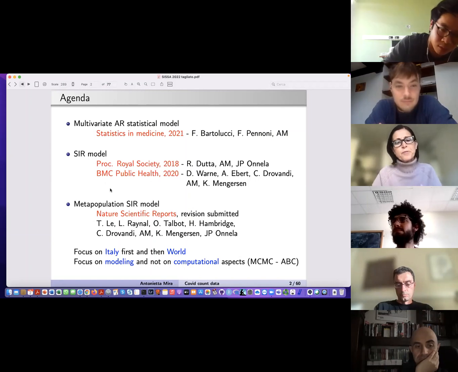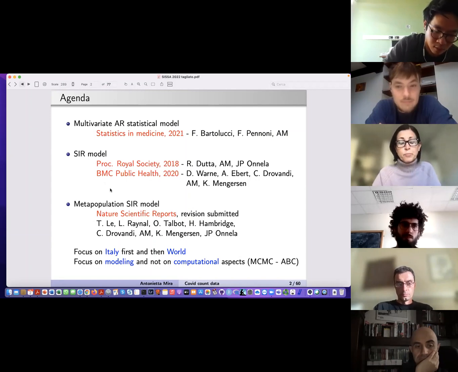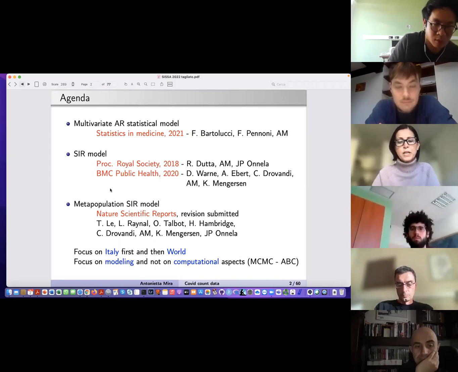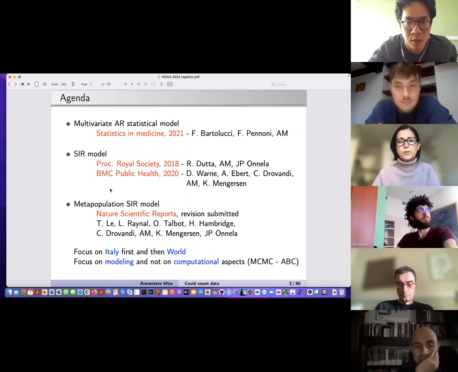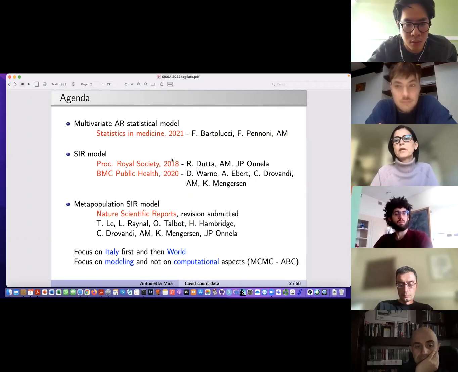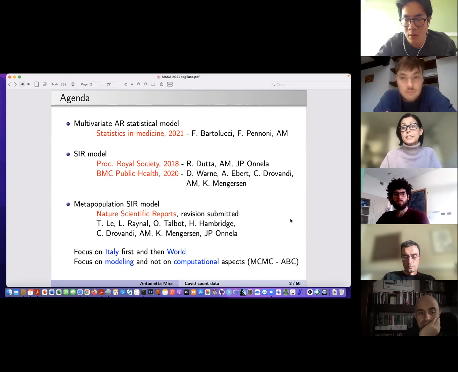The first paper focused on Italian data, the other two on world data. And today I will mainly talk about the modeling aspects and not the computational aspects of these three papers. But let me tell you that the first one uses Markov-Chain Monte Carlo methodology, and the other two use approximate Bayesian computation, which was the topic of an earlier talk that I gave here at CISA.